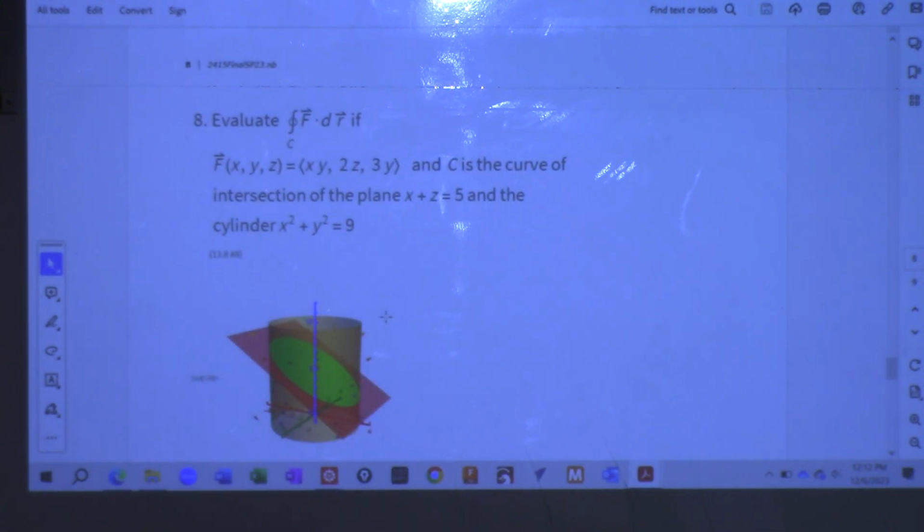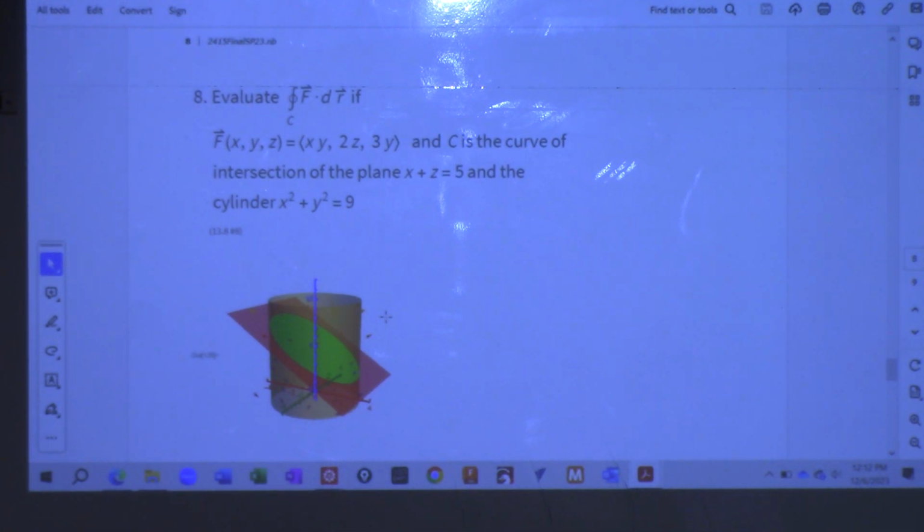Okay, we just did a surface integral. And now we're back to work. Well, that means this has got to be a theorem then, right? Stokes. This looks a lot like the one we just did in class, doesn't it? We got a cylinder and a plane. We've got the curve, right? We've got the curve here.